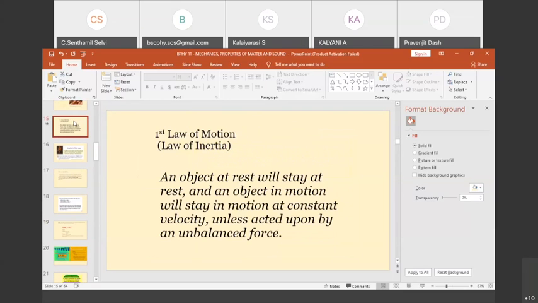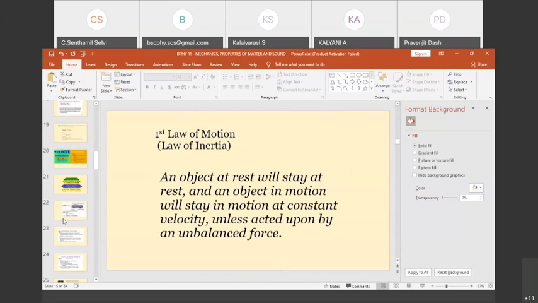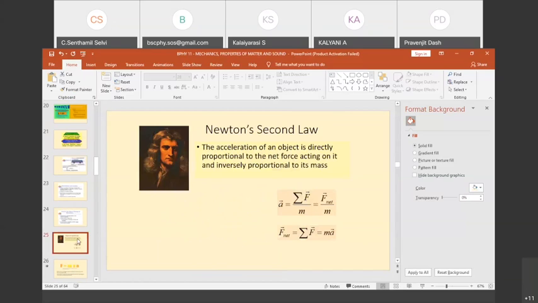That is, an object at rest will stay at rest, and an object in motion will stay in motion at balanced forces. If the forces are unbalanced, the motion changes. This is the first law. We have completed Newton's first law.